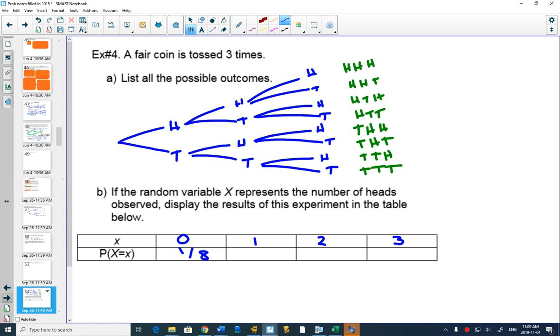I'll let you fill in the rest of the chart. I'll put the answers up in a bit. How did you do? Did you count the ones with 1 head to be 3 of them? So 3 out of 8. The ones with 2 heads to be 3 cases, 3 out of 8. And with all 3 being heads, only 1 case. Again, adding those up, the sum is equal to 1.